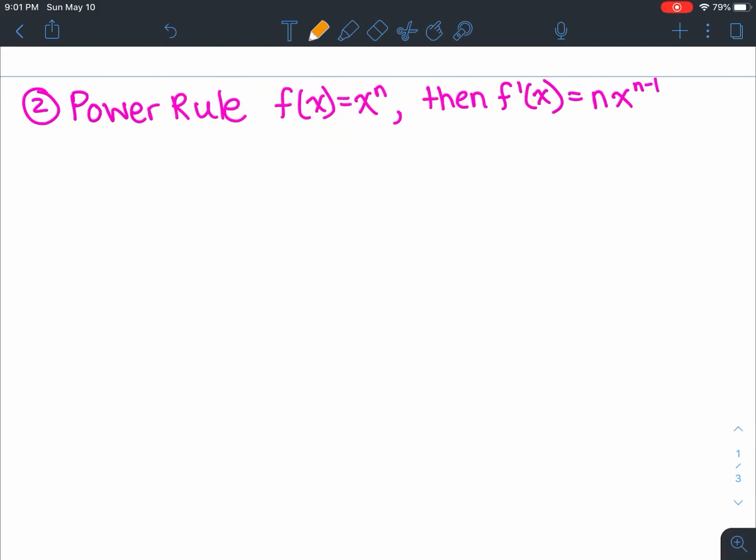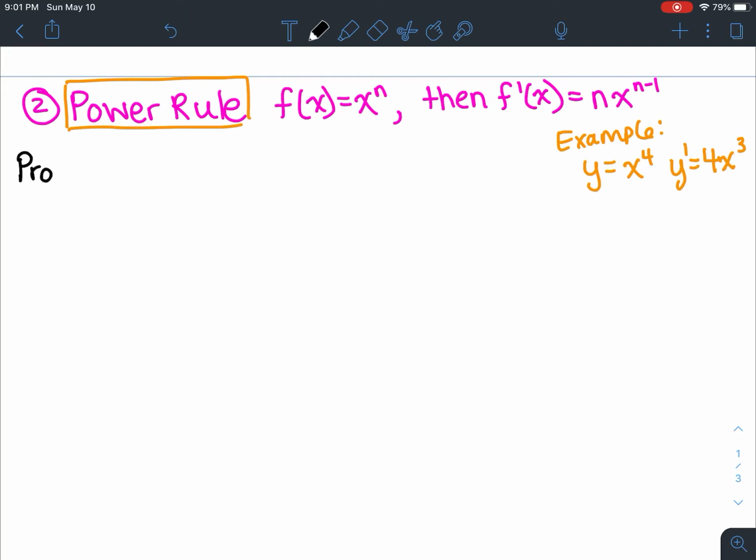I'll just show you a quick example, just in case you hate letters. If you had y equals x to the power of 4, then the derivative of that would be 4x to the power of 3. That's what the n minus 1 would be. So you subtract 1 from your exponent, and you stick your exponent out front. And that is called the power rule. And let's prove it.